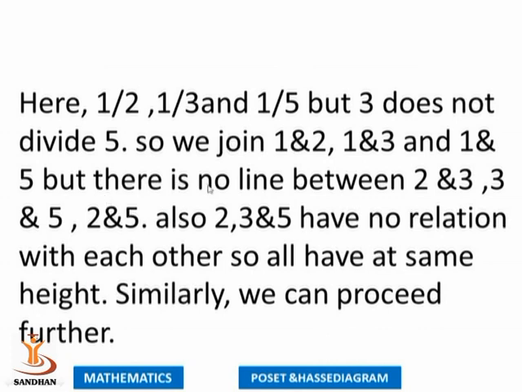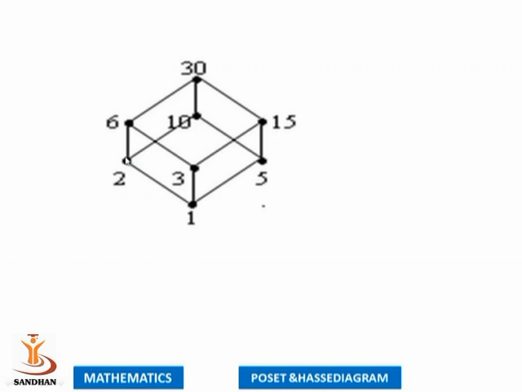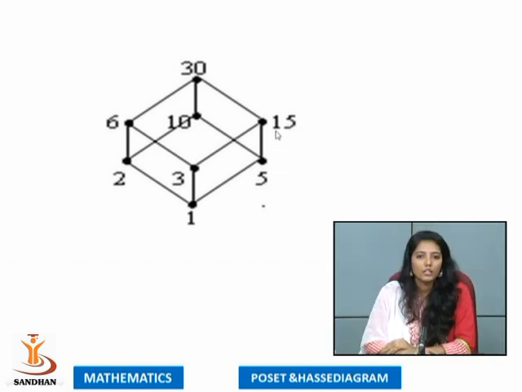So because of that all three elements have the same height. Okay. Now another, we can say that 2 divides 6 and 3 also divides 6. So 2 and 3 are joined by 6 here. 2 divides 10, 5 divides 10. So 2 and 5 are joined by 10 here. And 3 divides 15 and 5 divides 15. Then 3 and 5 are joined by 15 here. Okay. And 6, 10 and 15, all three elements are not related to each other because 6 does not divide 10, 10 does not divide 15, 6 does not divide 15. So they have no relation, so because of that they are on the same height.